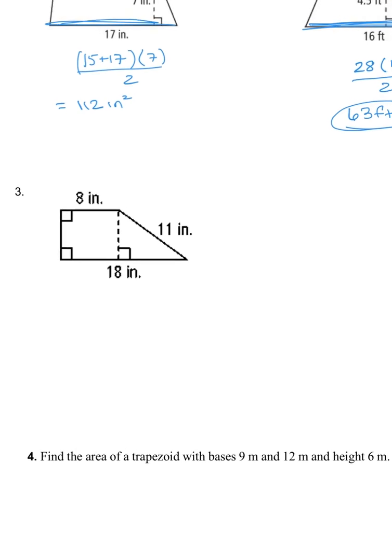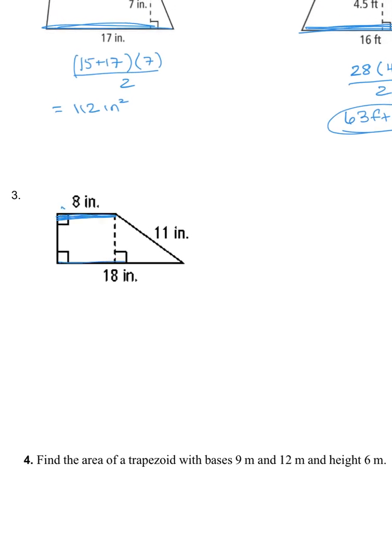So on this one, I would want to add my two bases. So I have 8 plus 18, which is 26, times the height. Now here's the problem. We do not know what the height is, so the height is not given to us. But we have a right triangle, and we know that if we have a right triangle, we can figure out what the other side is using Pythagorean theorem. Since this part is 8, and this is 18, that means this missing piece here is 10.